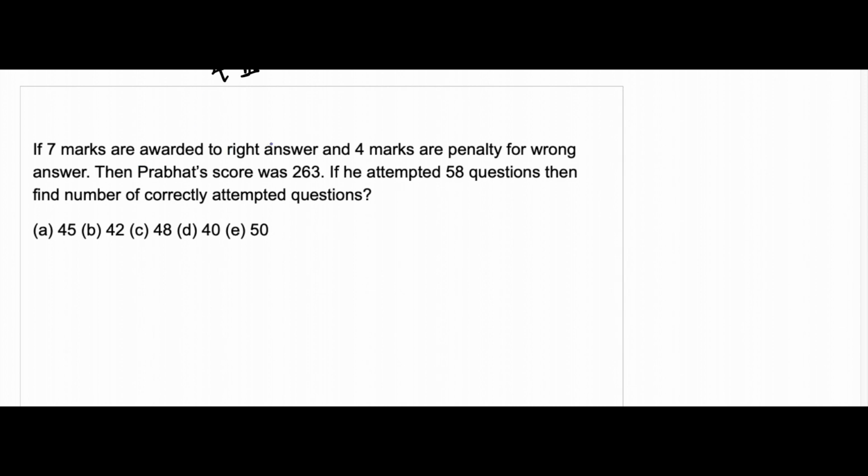If 7 marks are awarded to right answer and 4 marks are penalty for wrong answer, then Prabhat's score was 263. If he attempted 58 questions, then find the number of correctly attempted questions. Okay, 7 marks for right answer. So, let's say that X number of questions were right and Y number of questions were wrong. Okay, so 7X plus, and 4 marks are penalty. Penalty means minus, right? Minus 4y.